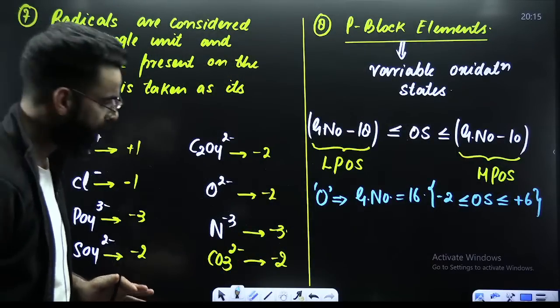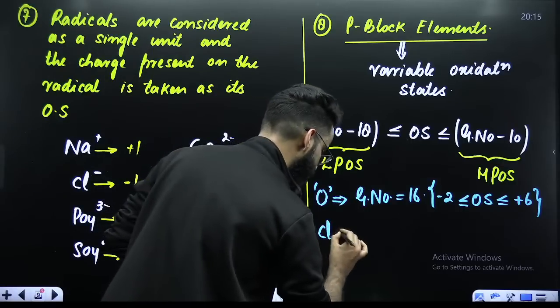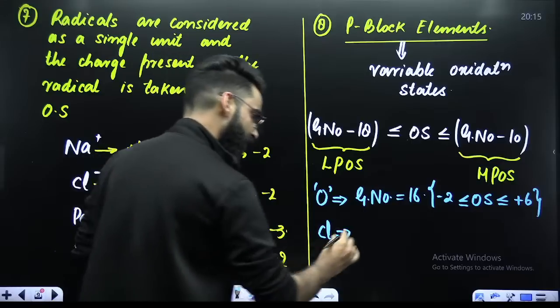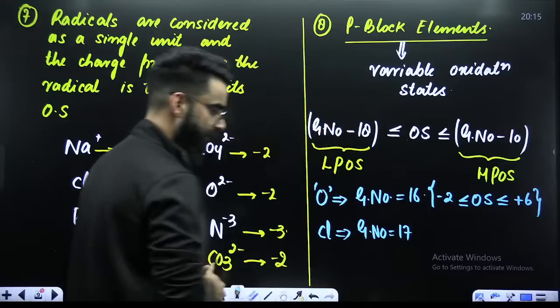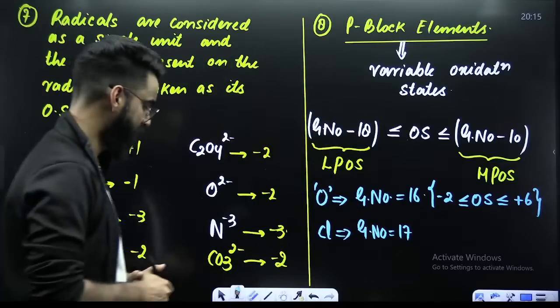That's plus 6. For example, talk about chlorine. This is also a p block element. What is the group number of chlorine? Group number of chlorine is 17.